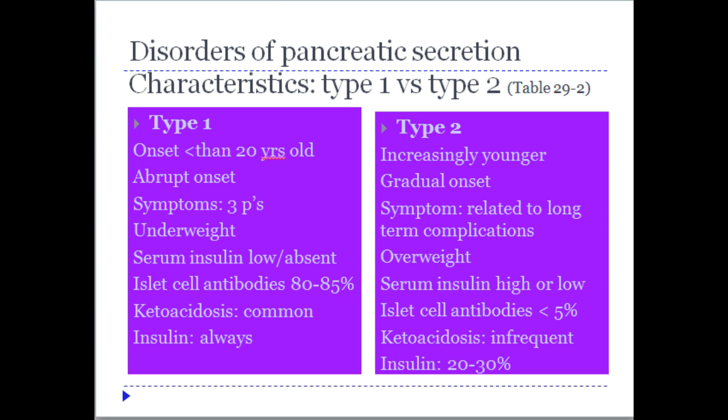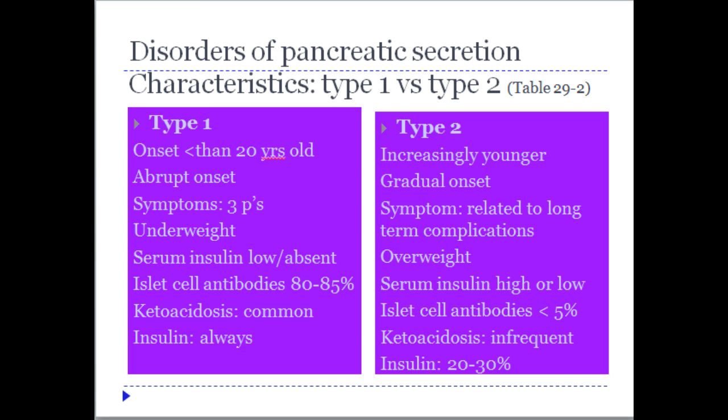Very interesting that with type 1, you usually see an onset less than 20 years old. Type 2 diabetes, we are seeing an increase in younger children. As a matter of fact, I saw a child today that is probably about 8 years old, and he weighed 154. The child was on ADHD medicine, and the mom was like, he just never eats, and I don't understand why he's as big as he is.